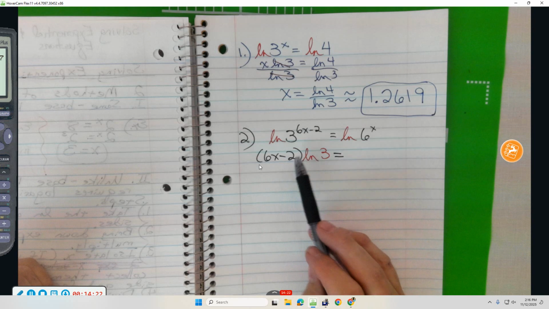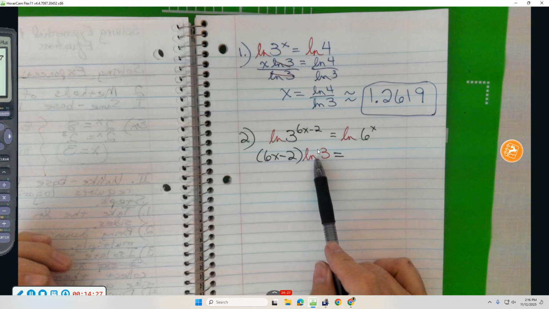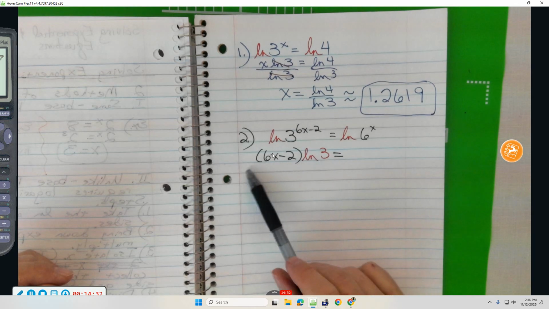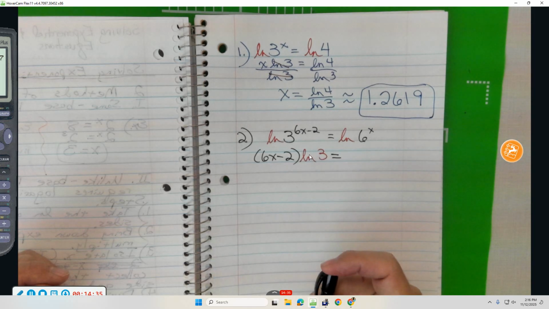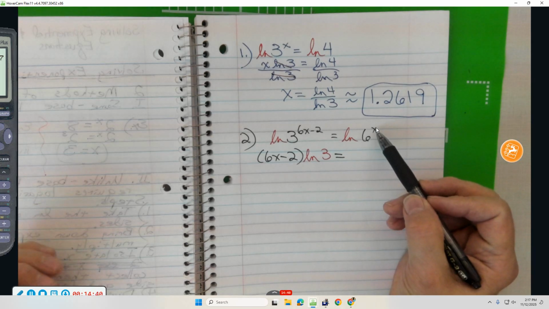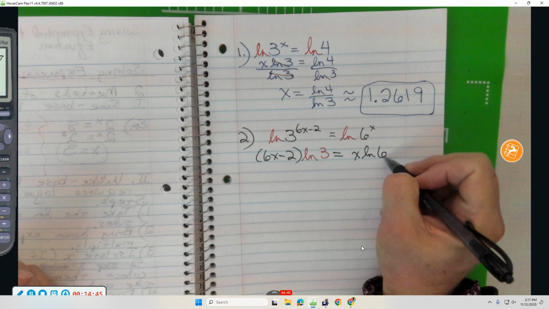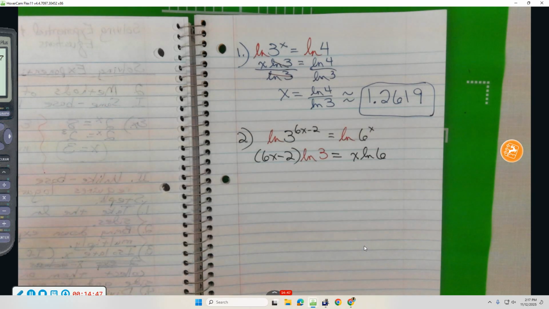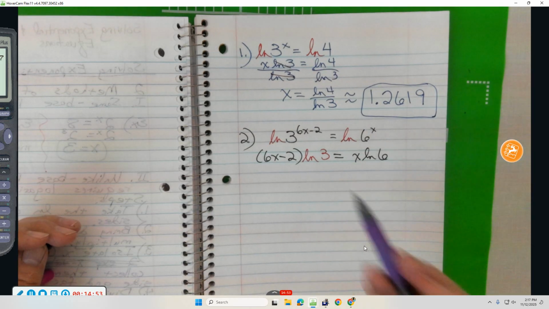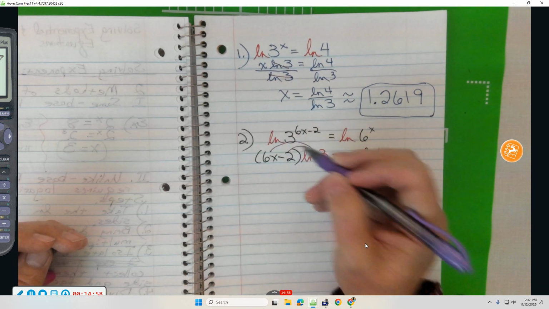1.1 times that stuff. What are we going to have to do when you have a binomial that you want to multiply by a single number? What are we going to do to get rid of those parentheses? Starts with D. Distribute. We may as well go ahead and bring down the x over on the right-hand side. We have x times the natural log of 6. And then we're going to distribute. This is a number times 6x minus 2. So you take that number times 6x, and then the number times a minus 2.